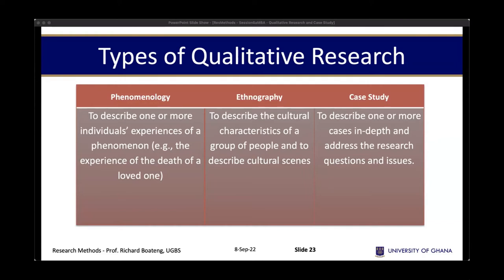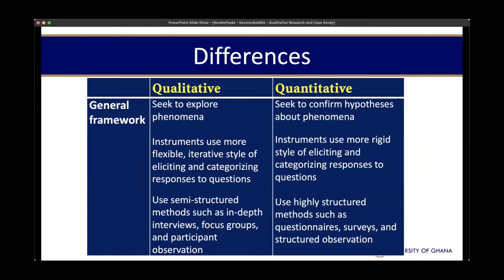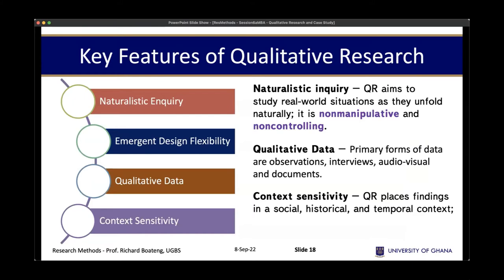I remember when we talked about the different qualitative research, I told you that qualitative research seeks to conduct research in the perspective of the participants who the research is about or the research concerns. And we try to take a naturalistic inquiry approach to be able to study the situations in their real world context. It's not manipulative, non-controlling. The forms of data are observation, interviews, audiovisual, and documents. And it tries to look at the findings in the context in which it's created. So the temporal context, historical context, and social context.